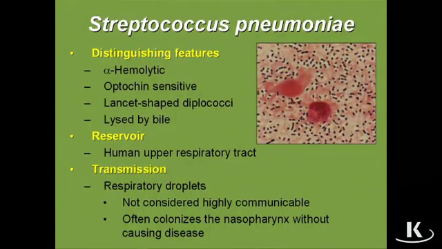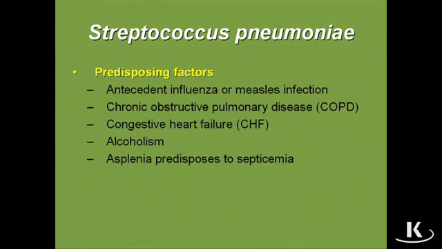So transmitted, because it's part of the respiratory tract, by respiratory droplets. What are some of the predisposing factors for Streptococcus pneumoniae? Like we talked about with Staph aureus, you can have a viral infection in there that beats up the respiratory tract, allows other agents to get in there a little bit easier.